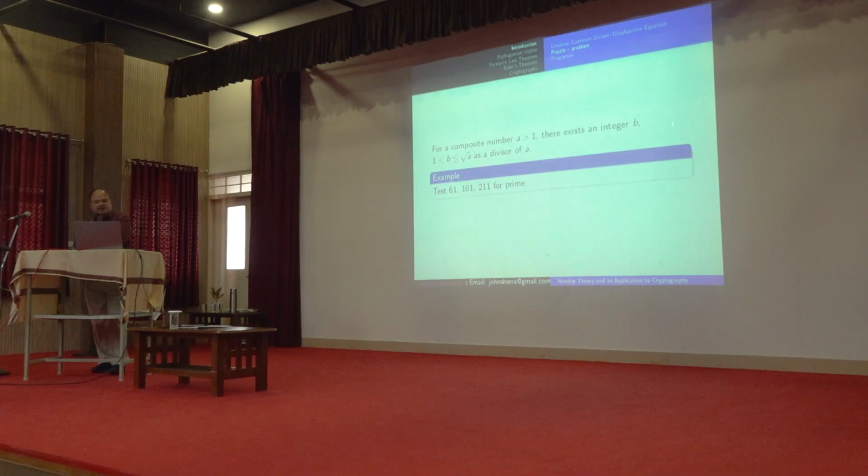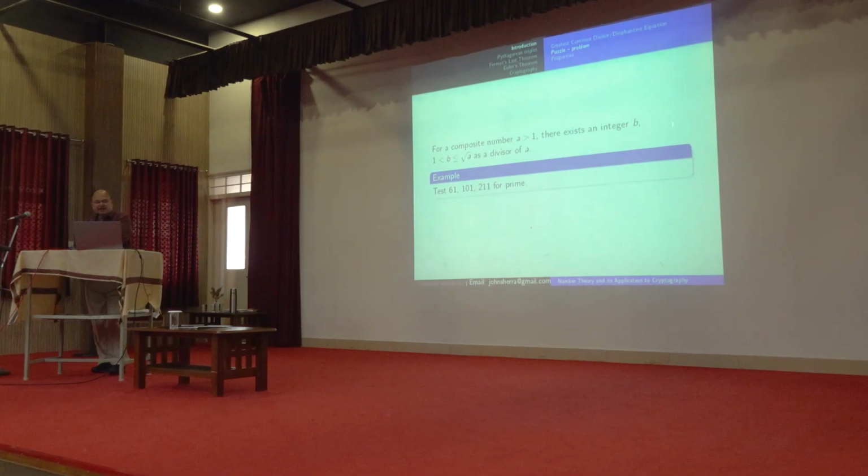Look at this. Now, you have to test which of these are primes. Say for 61, you just verify whether 64 is a square. So, square root is approximately 8 and less than 8, what are the primes? 2, 3, 5 and 7. Just verify whether these numbers divide. If they don't divide, then no other number can divide it.